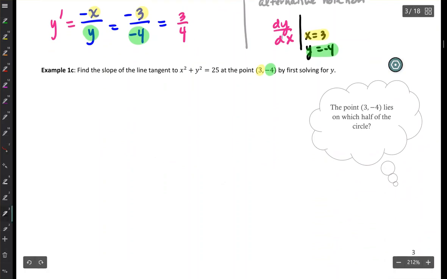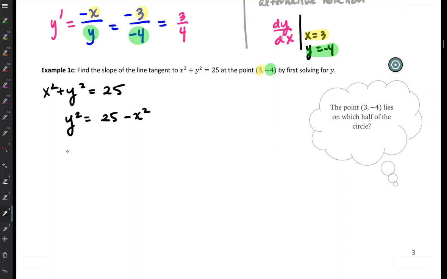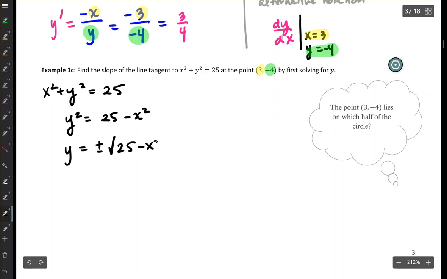So first, let's go ahead and solve for y. X squared plus y squared is 25. Subtracting x squared from both sides gives me y squared is 25 minus x squared. Taking the square root of both sides gives me y is equal to plus or minus the square root of 25 minus x squared.